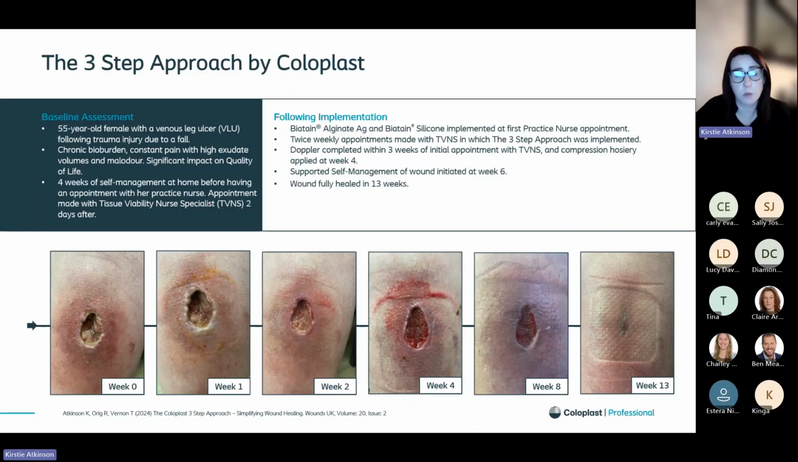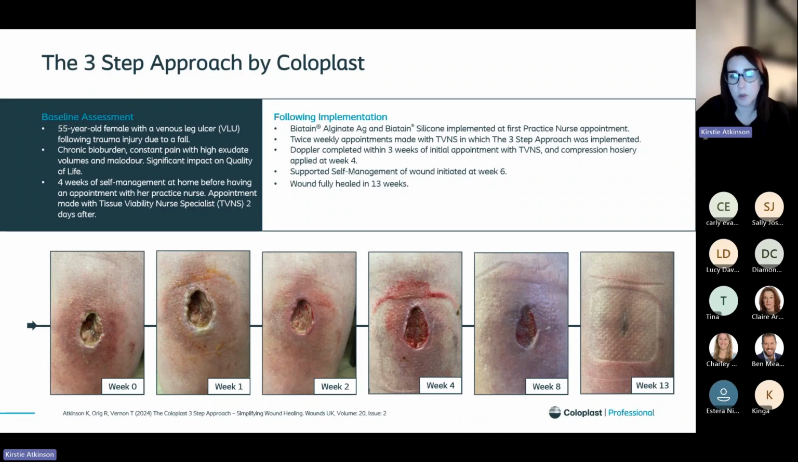This was a lady that was still working full time. She was also a carer for her mum and her sister, and she was a hands-on grandma to a 3-year-old as well. So there was a lot going on, and she wasn't able to do all these things properly. She did self-manage at home for 4 weeks prior to coming and seeing her practice nurse because she suffers from white coat syndrome quite significantly. But she did come for twice weekly appointments with myself.